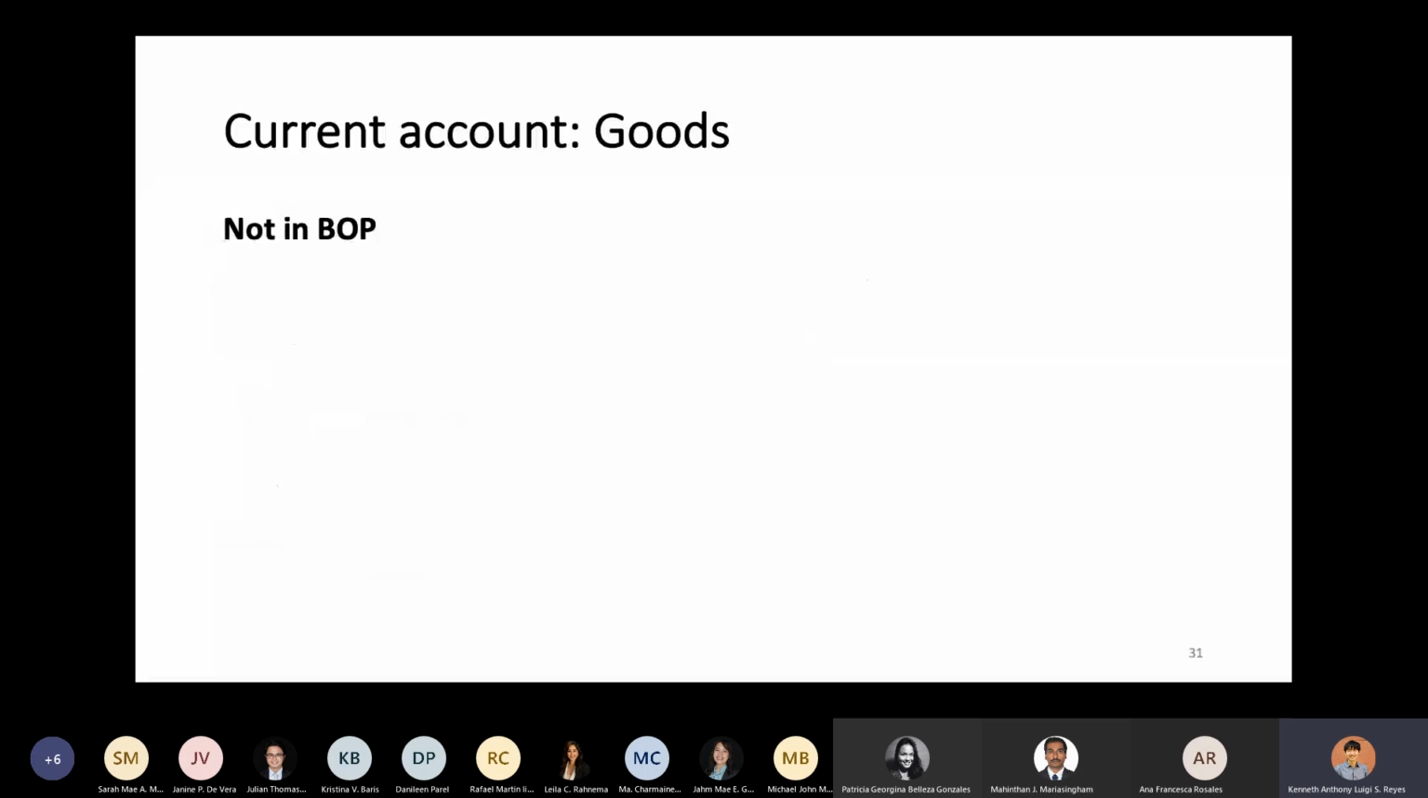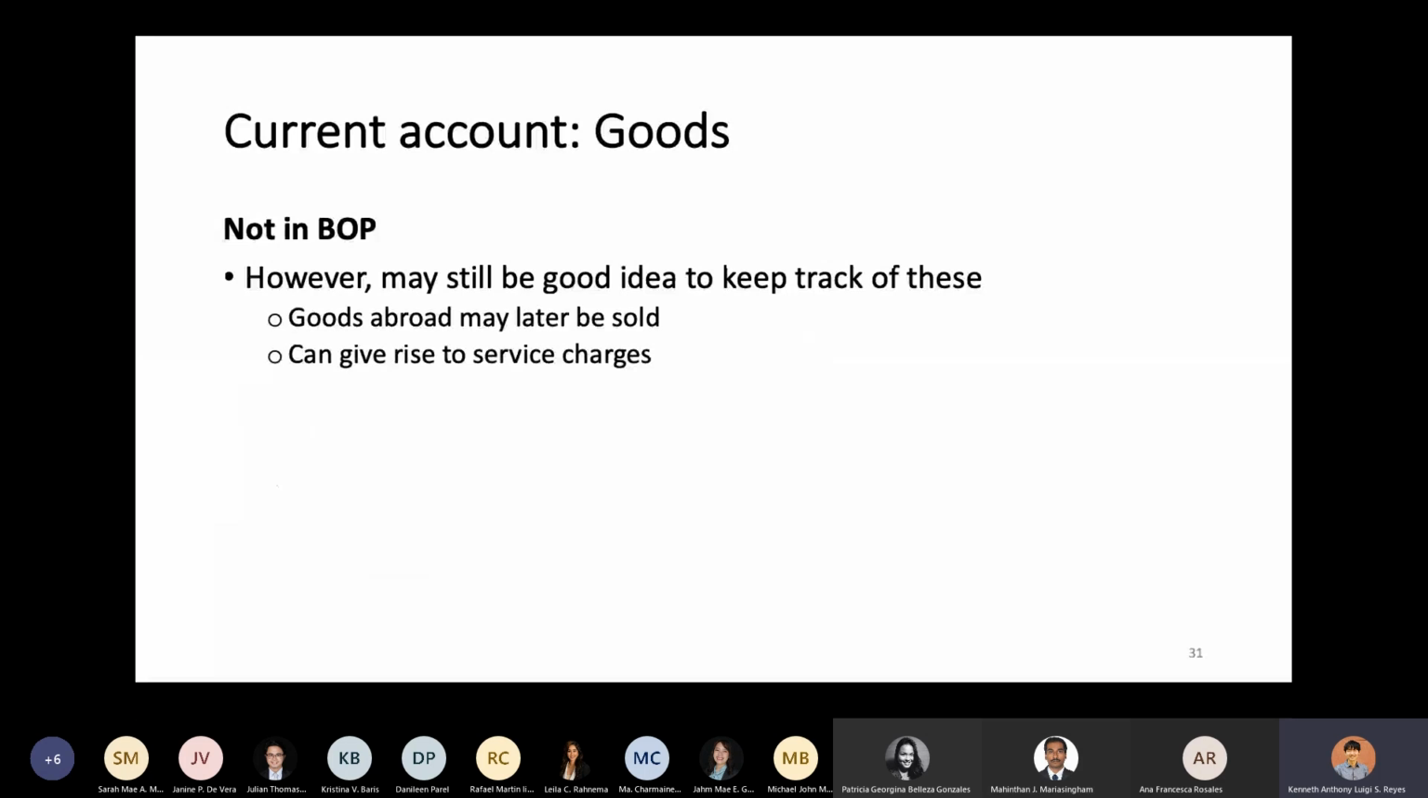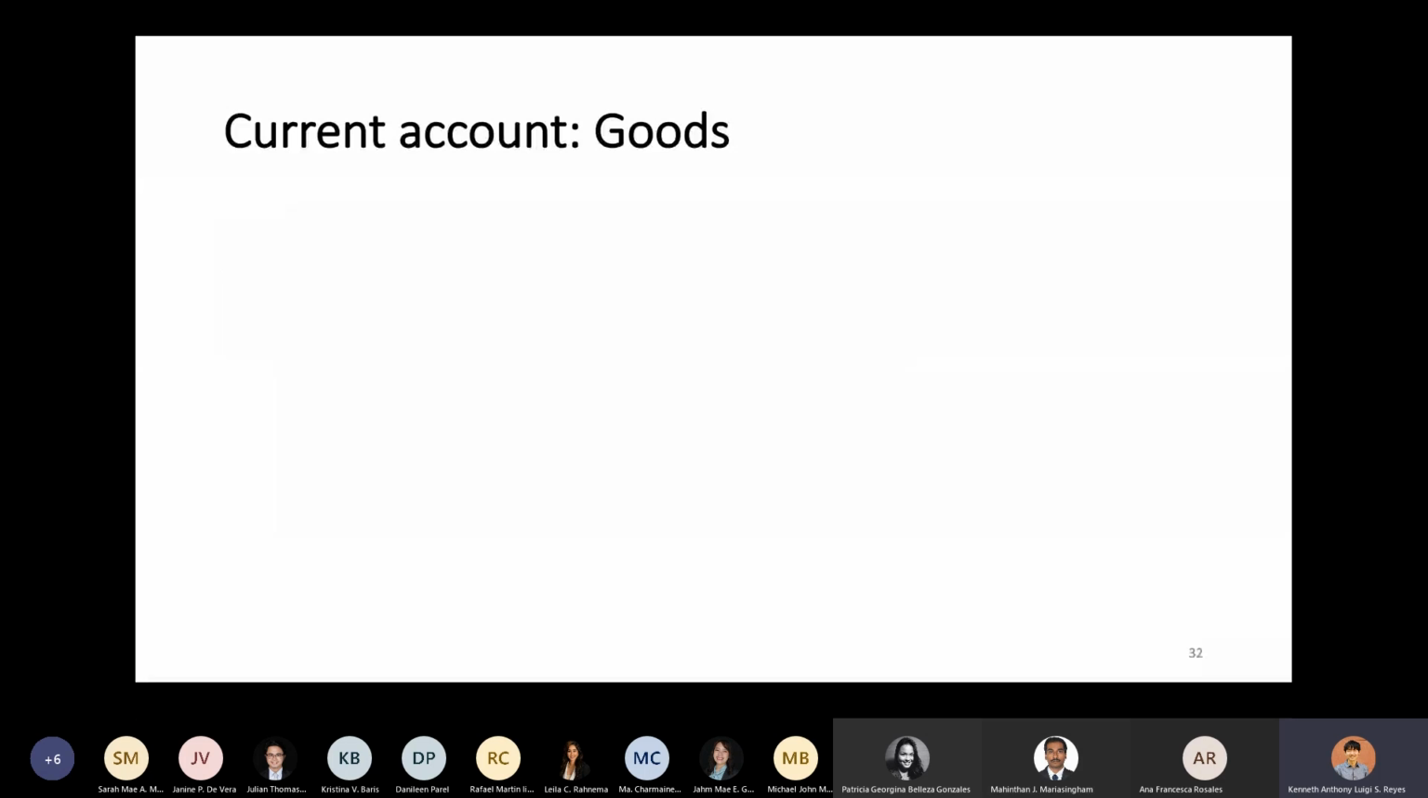Now, even if all these things are not in the BOP, it may still be a good idea to keep track of some of them. For example, if you send a good abroad, maybe it might be sold in the future, so it might be a good idea to keep track of them anyway. Moreover, they may give rise to service charges. So again, it might be a good idea to keep track of them.